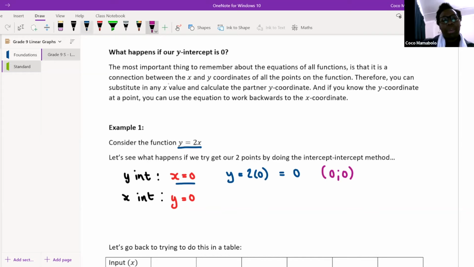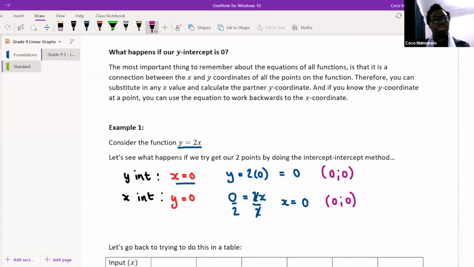Okay, and if I want to find my x-intercept, I make my y equal to 0, then I'm going to have 0 is equal to 2x, and then I'm going to divide both sides by 2. Those 2s will cancel, and x will be equal to 0 divided by 2, which gives us 0. Anything divided by 2, 0 divided by anything will give us 0. So my x-intercept will also be (0, 0).